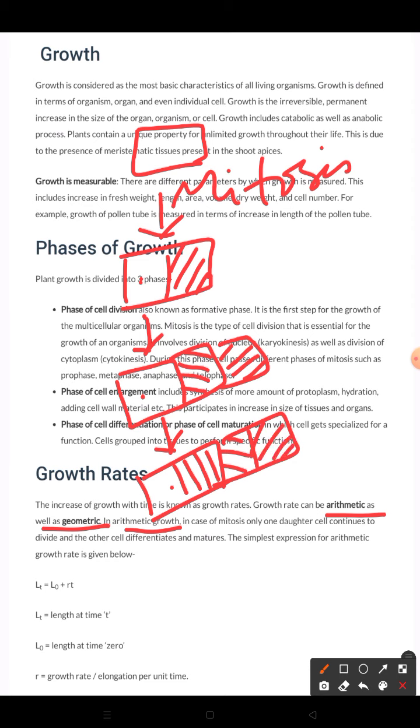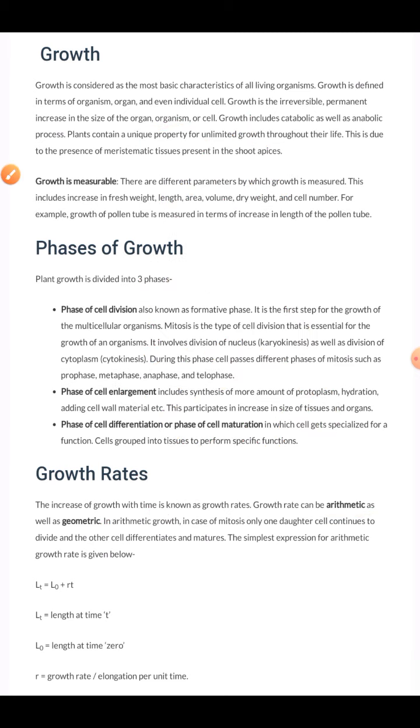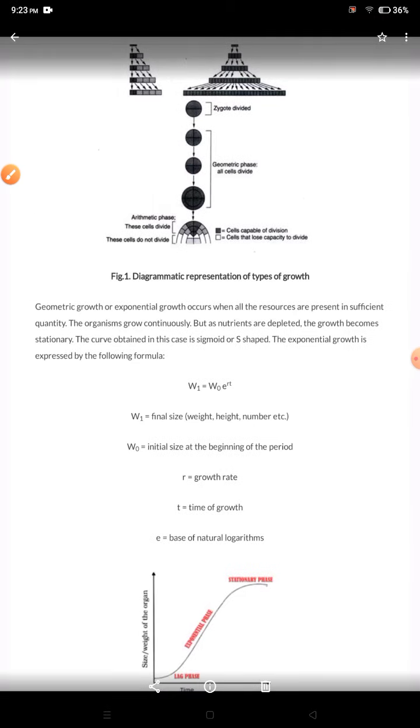In this way, what are we observing? From one cell after division, two cells are produced, then three cells, and then four cells. So we can say it is a linear type of growth. In case of arithmetic growth, linear type of growth takes place. If we draw the curve in case of arithmetic growth, we obtain the linear growth curve.